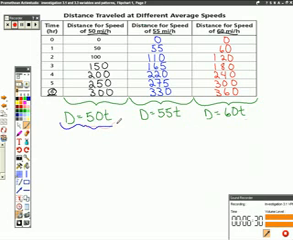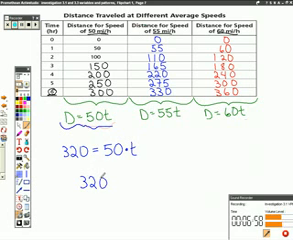Are they giving us distance or time? So in E, they're actually giving us the distance. They're telling us the distance is 320, and then it's 50 times the time. So the question is, what do I multiply 50 by to get 320? What you're actually doing is working this a little bit backwards. So what you have to do is 320 divided by 50.